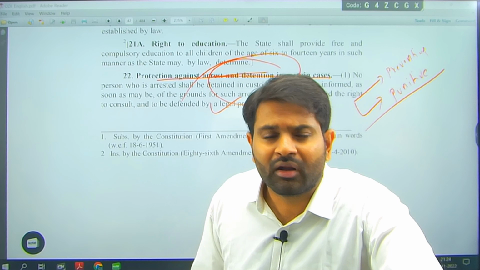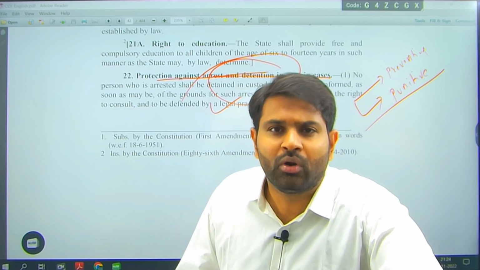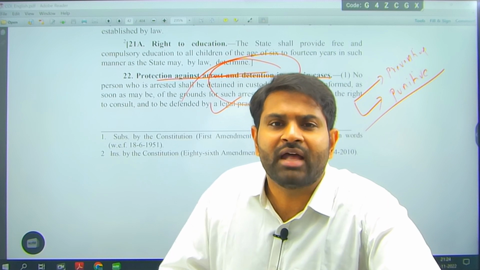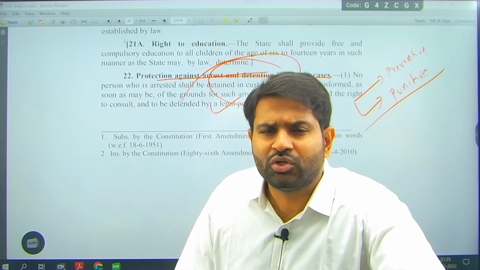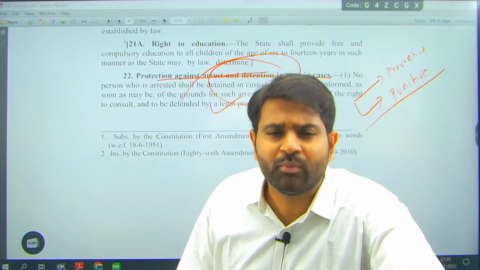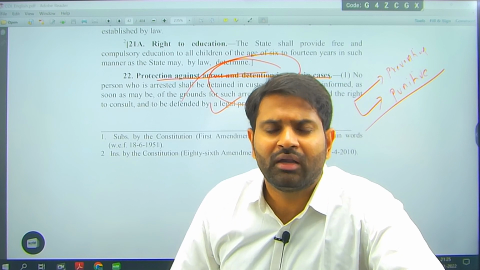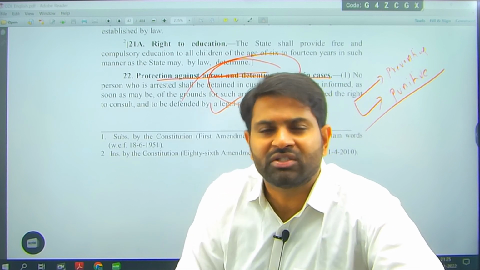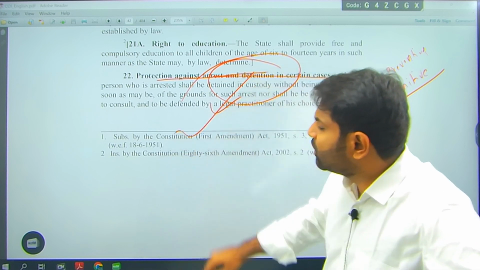For example, right to be consulted. If you are being arrested, your parents should be told, your relatives should be told, your friends should be told. You should be given a chance to employ a lawyer. Vakalath, you should be able to give vakalath to a lawyer. You should be given a right to consult your lawyer. You should be taken before the magistrate within 24 hours of arrest. These are the different rights you have. These rights are flowing from Article 22 of the Indian Constitution.